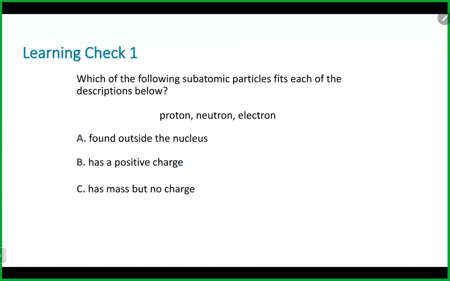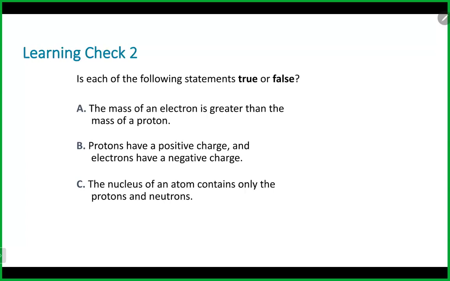All right. So which of the following subatomic particles meet these descriptions? The one that's found outside the nucleus. The one that has positive charge, no charge. Sounds good. All right. True or false? The mass of an electron is greater than a proton. False. It's the lightest, right? Protons have positive charge. Electrons have negative. The nucleus of an atom contains only protons and neutrons. Correct.